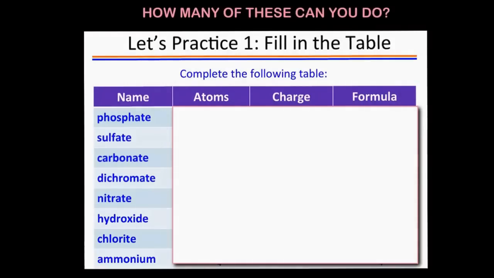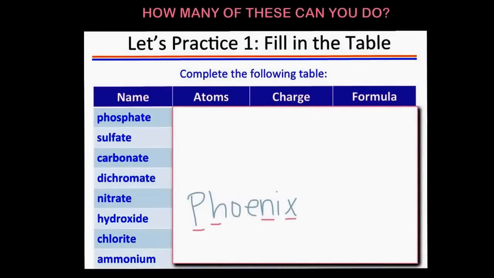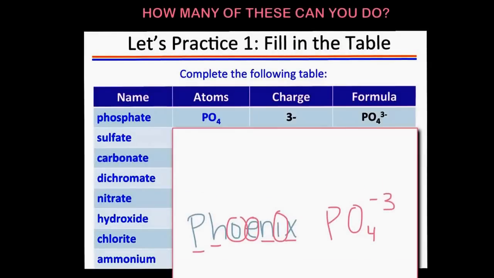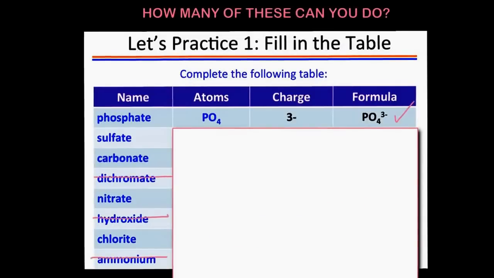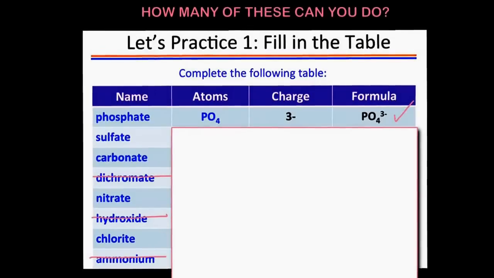At this point, you should be able to complete the table. Let's try phosphate. Phoenix is my clue. It has 4 consonants, so I write a P and 4 O's, and it has 3 vowels, so I add a -3 charge. Great, that is the formula for phosphate. You can use the clues to fill in most of these on your own.